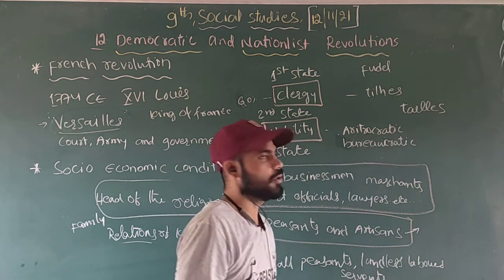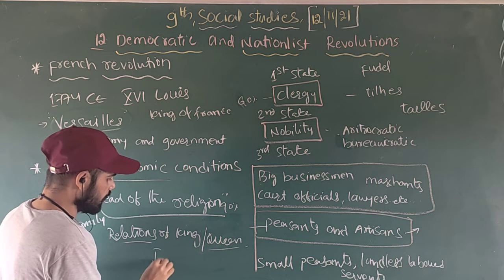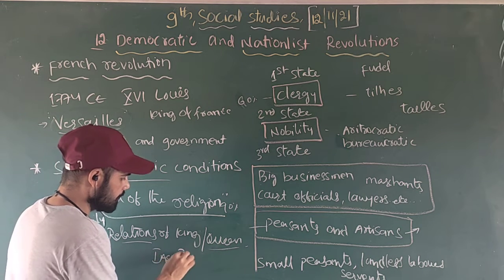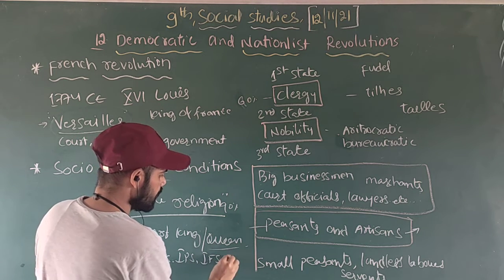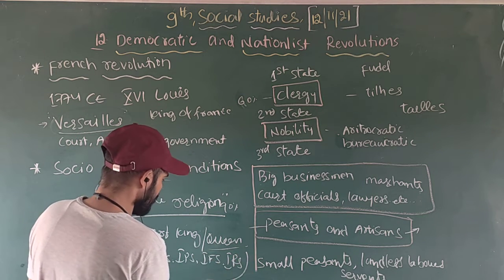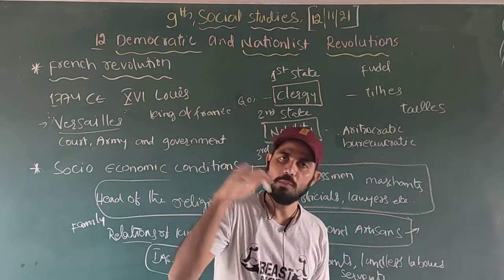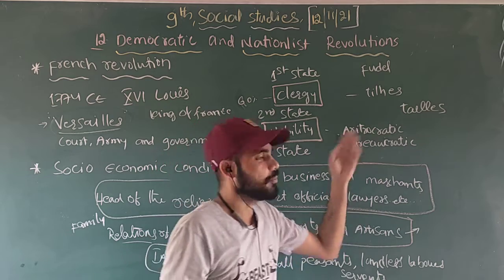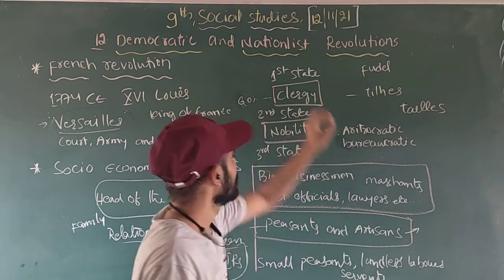The bureaucratic means the government officials. Among the bureaucrats, in India nowadays we call them IAS, IPS, IFS, right? IRS, all these kinds of people we have. Those are the higher officials who implement the law. We call them the bureaucrats. These two groups come under the nobility.